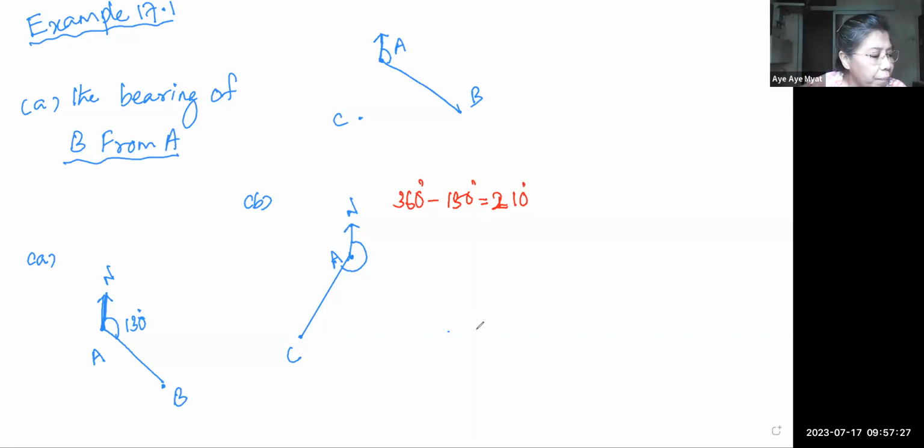Write down the bearing of B from C. From C, look at C in your diagram. C to B, from C, look at your C and B.